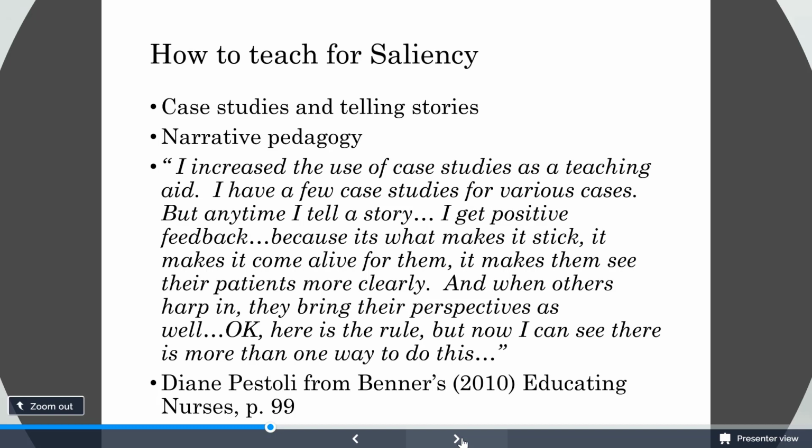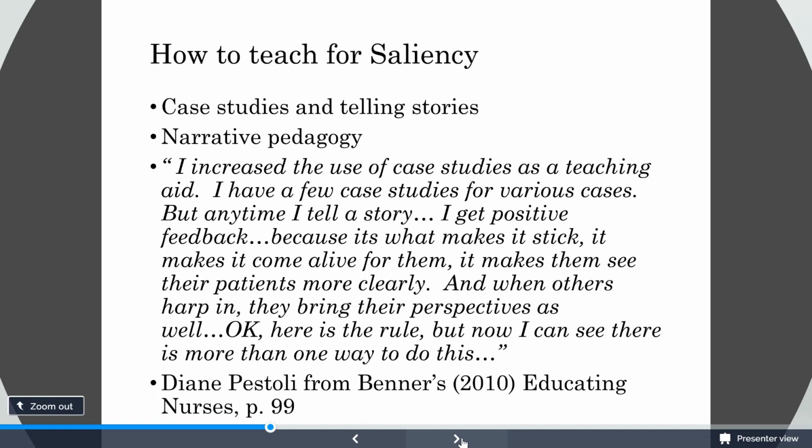And this teacher in the book talked about the use of case studies. I increased the use of case studies as a teaching aid. I have a few case studies for various cases. But anytime I tell a story, I get positive feedback because it's what makes it stick. It's what makes it alive, makes the case come to life for them. It makes them see their patients more clearly. And when others chime in, they bring their perspectives as well.